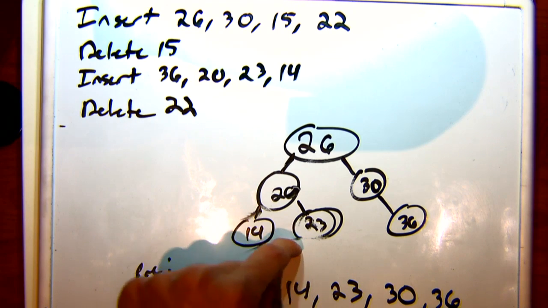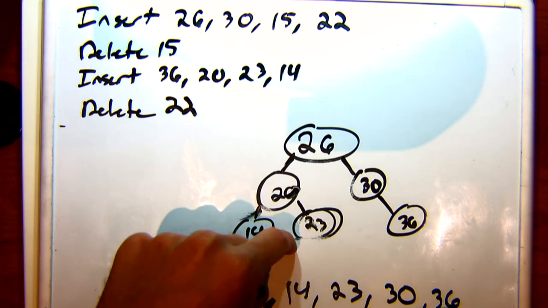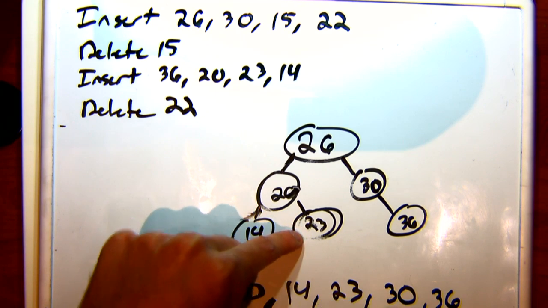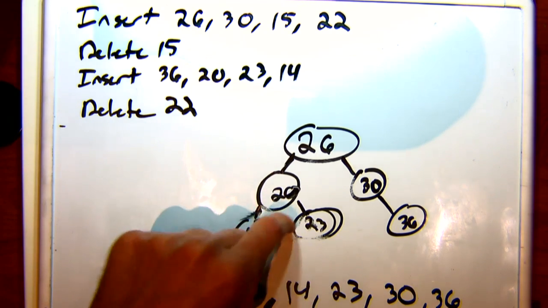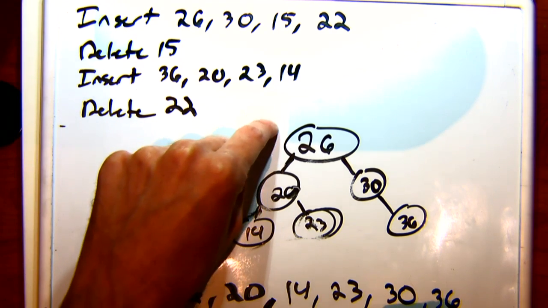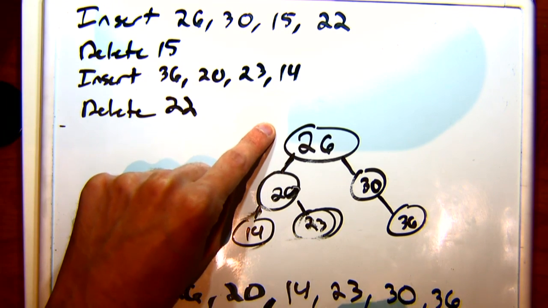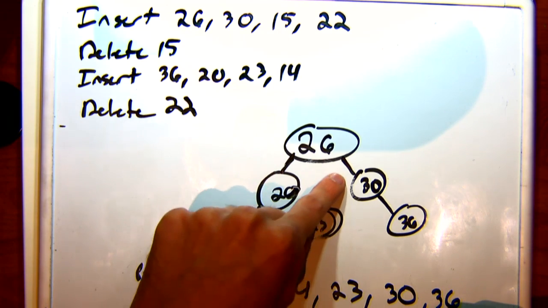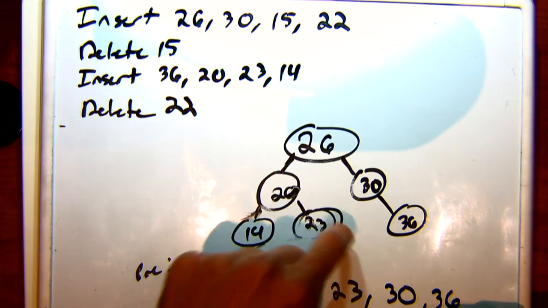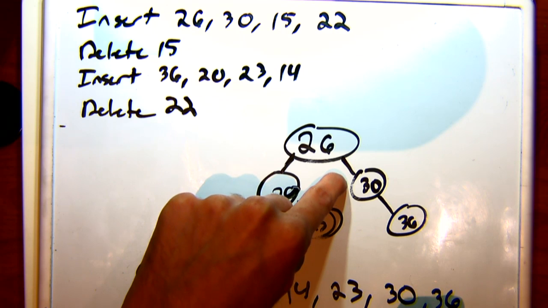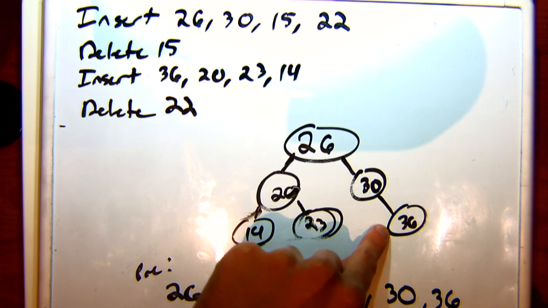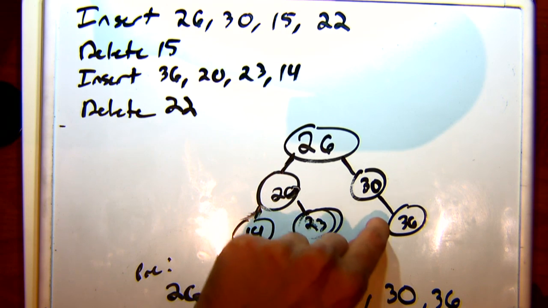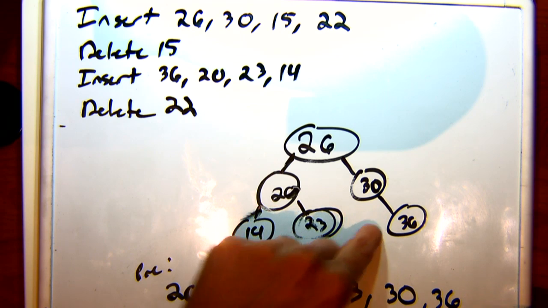Then we'll go right, and we'll try to go left, but we can't. Then we'll come back to 23, print 23 out. Try to go right, can't. Come back up to 20, come back up to 26, and then we've gone left, so we'll print 26. Then we'll go right to 30, try to go left, but we can't, so we'll come back up to 30, print that out. Then we'll go right, see 36, try to go left, but we can't, so we'll come back to 36, and we'll print that out.